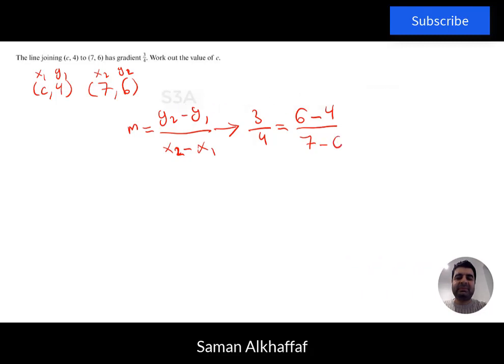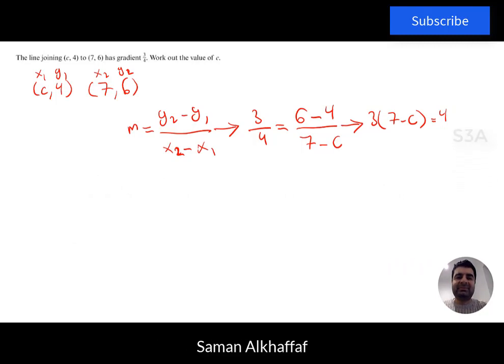So we'll try to simplify this expression further. We would have the 3 over 4 on one side, and we will have the 3 multiplied by the 7 minus c, and we also have the 4 multiplied by the 6 minus 4, which is essentially 2.